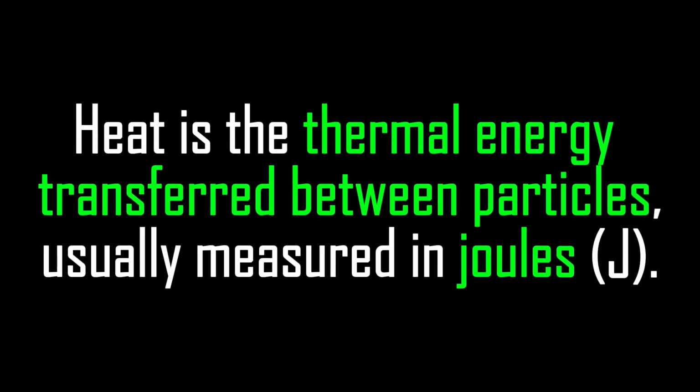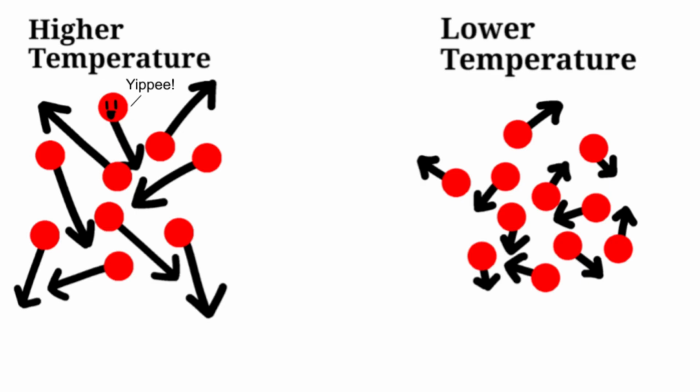Meanwhile, heat is the thermal energy that particles transfer to each other. We usually measure heat, and really any kind of energy, in joules. Particles that move faster on average will have a higher temperature. Meanwhile, particles that move slower on average will have a lower temperature.